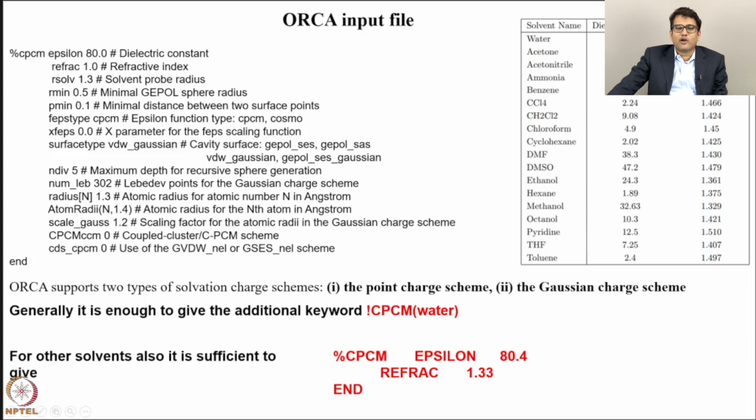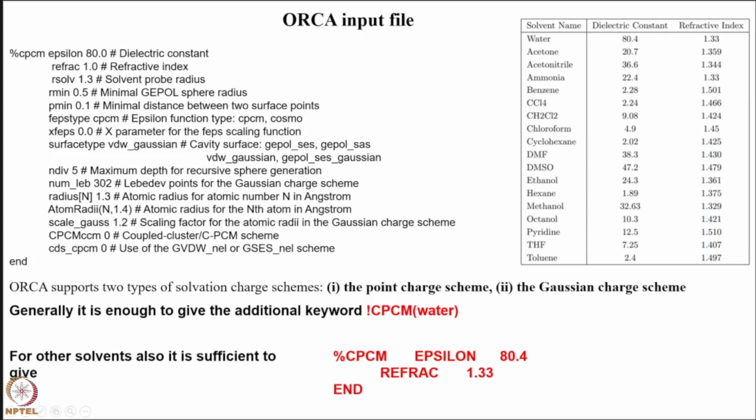And as you remember, ORCA supports two kinds of solvation charge scheme, the point charge scheme and the Gaussian charge distribution scheme, depending upon what kind of things you are doing. For most cases, the point charge scheme is good enough. If you are interested in potential energy curves and you are getting discontinuous values with the point charge scheme, then you should switch to the Gaussian charge scheme.